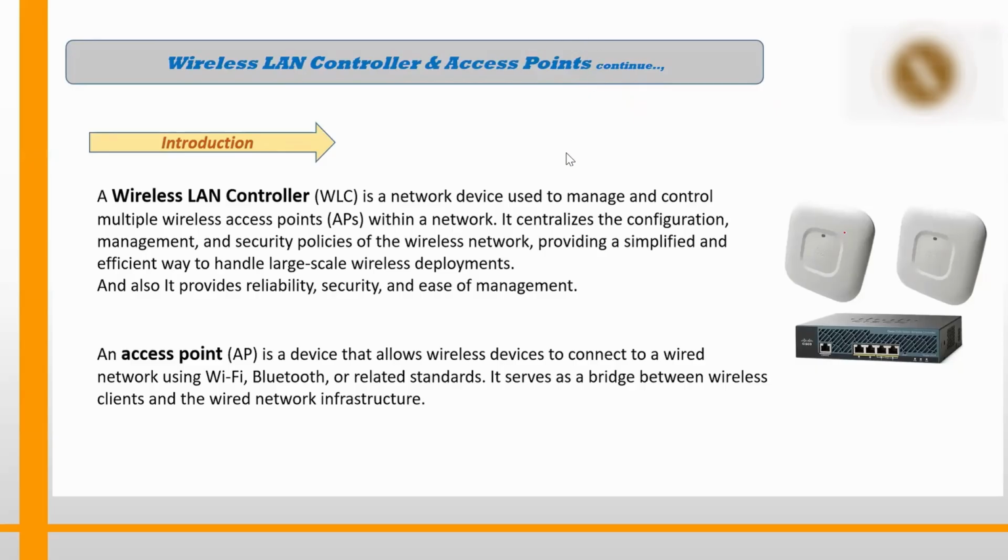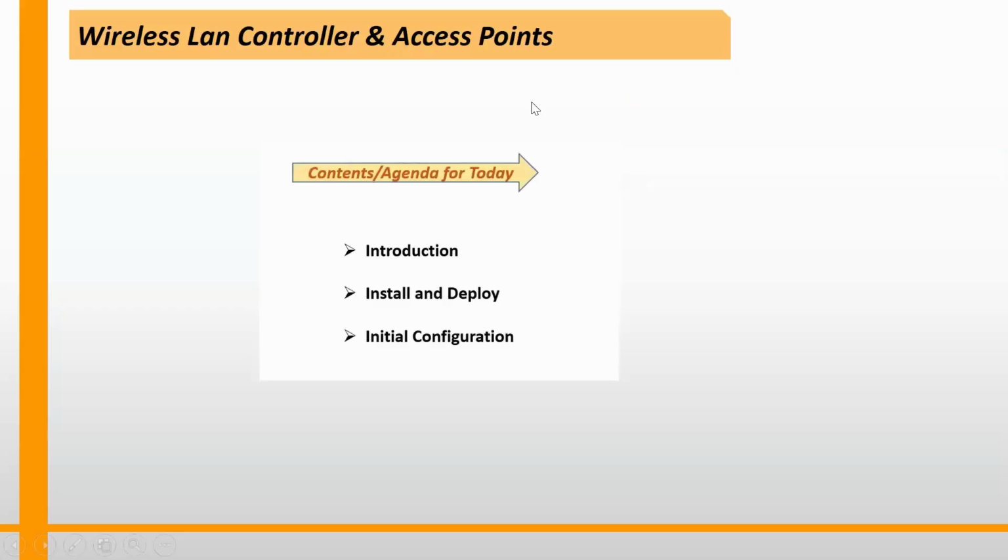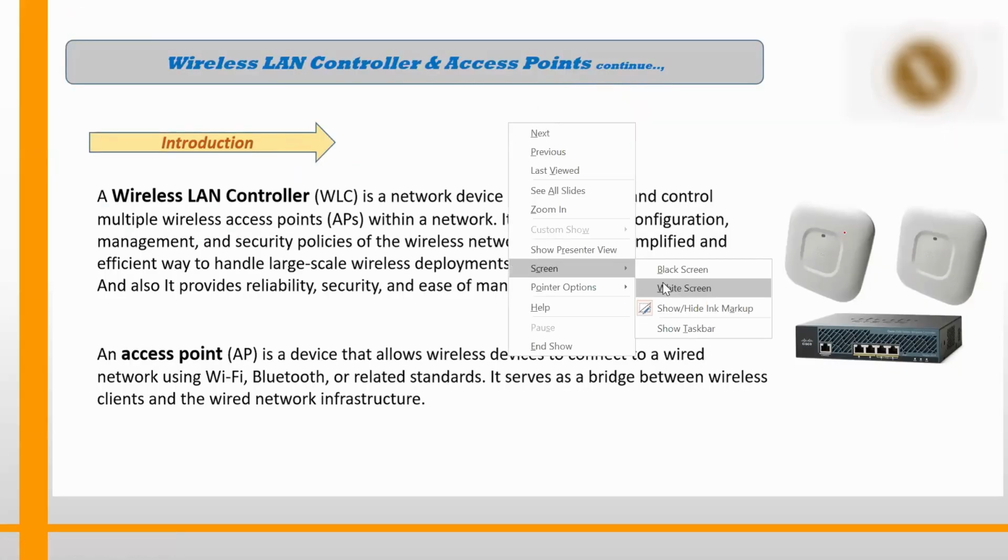Before going to the WLC, there is one more concept that I wanted to explain to you. That is voltage standing wave ratio, VSWR. Voltage standing wave ratio is a measure of how efficiently the RF power is transmitted from the source to the load, that is, the antenna.